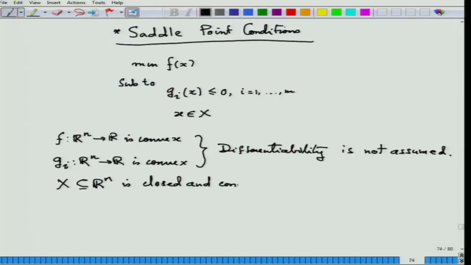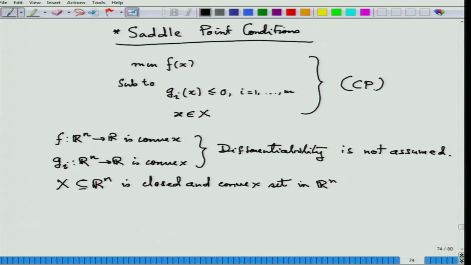minimize a function f subject to inequality constraints and x being an element of X, where capital X is a closed and convex set in Rn. And these are convex functions f and gi's. So, essentially we are talking about a convex programming problem, CP.